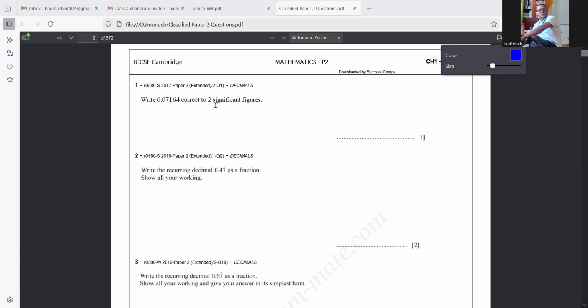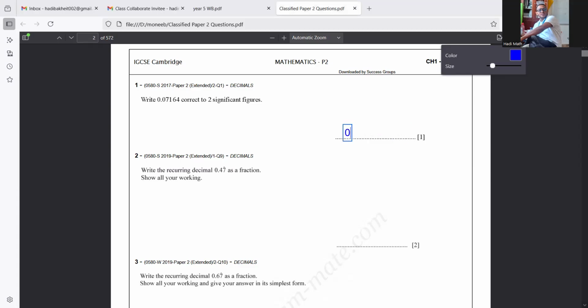The idea of writing a number to specific significant figures is the same as rounding, but after you count your two digits, like 7 is one significant figure, and 1 is the second significant figure, then look on the right of the number 1. If you have 5 or more, you add 1. If you have less than 5, you just drop the rest of the numbers.